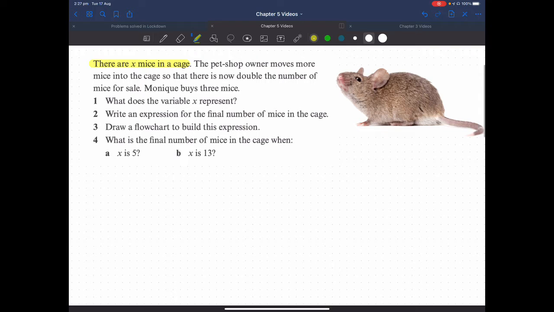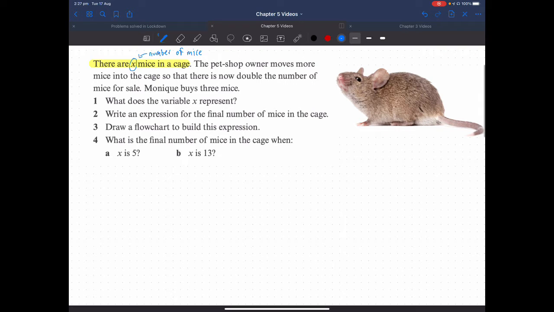there are X mice in a cage. X is the number of mice. We do not know what this number of mice is.